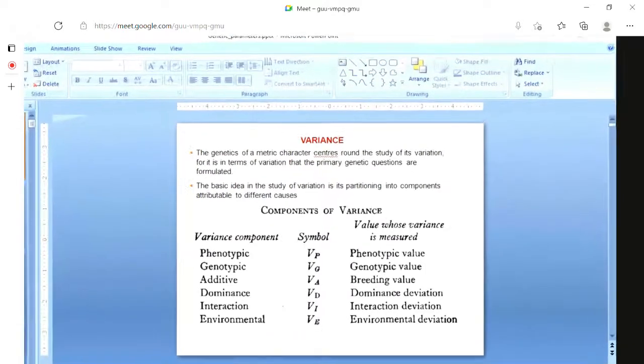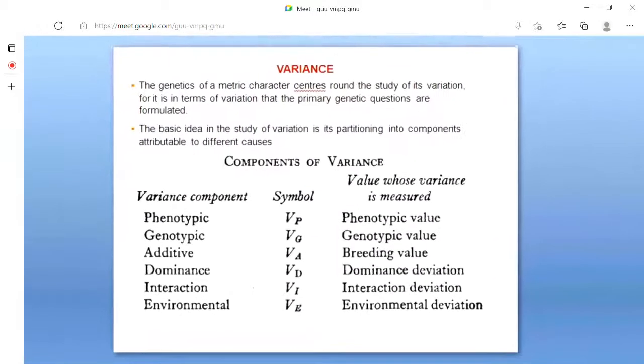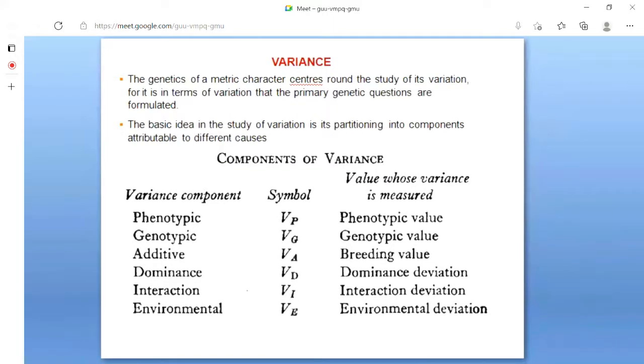Okay. So in the last class, we were discussing the genetic parameters. The three important genetic parameters are heritability, repeatability, and genetic correlation. The heritability part we have discussed, and to understand things, we started from the variance.